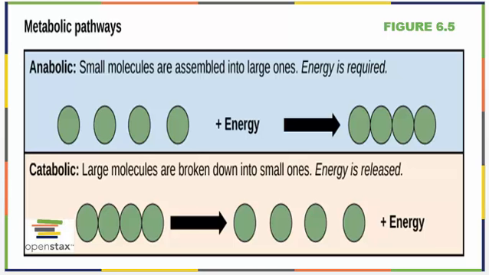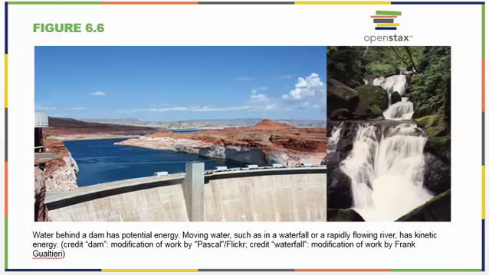Anabolic pathways are those that require energy to synthesize larger molecules. Catabolic pathways are those that generate energy by breaking down larger molecules. Both types of pathways are required for maintaining a cell's energy balance. When studying metabolism, you must talk about energy, which is technically defined as the ability to do work, and there are different types of energy.